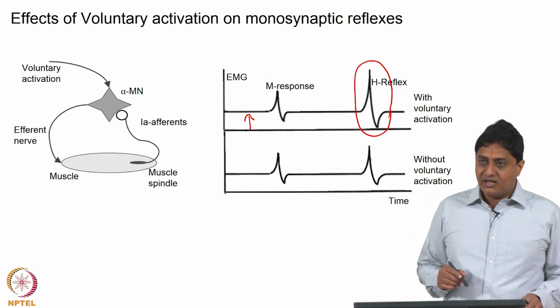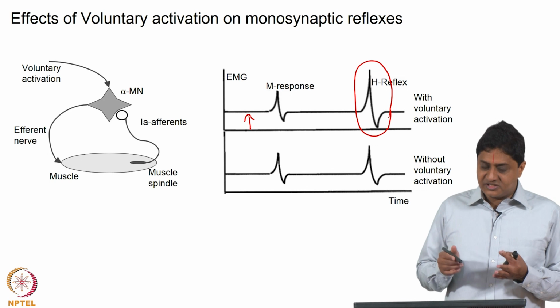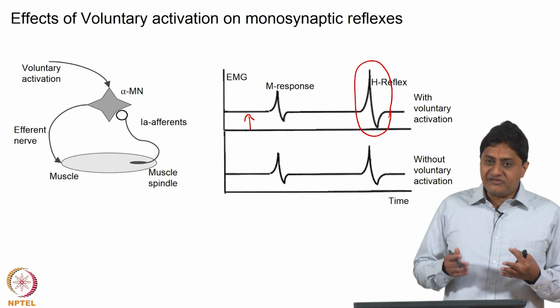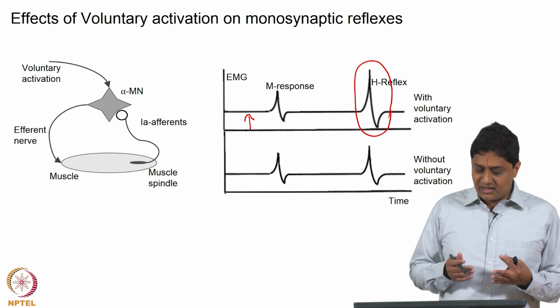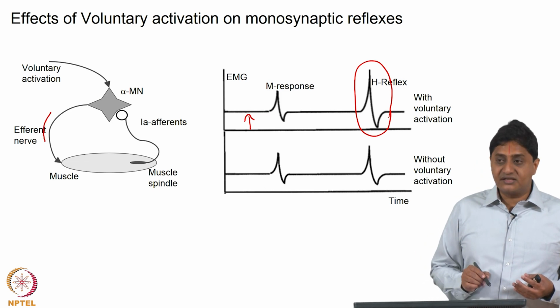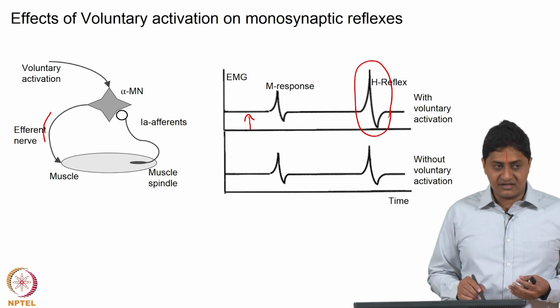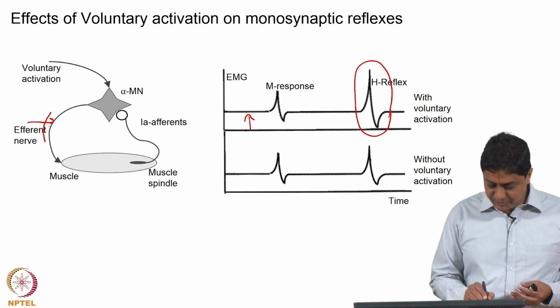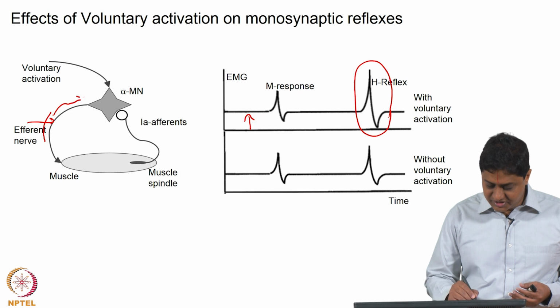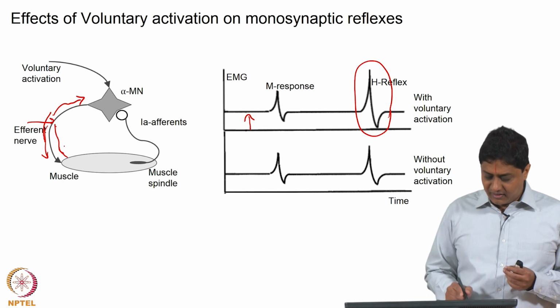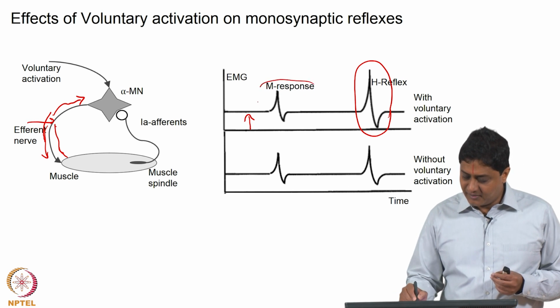What happens is, as I keep increasing the stimulus amplitude, more and more 1A afferents start getting recruited. After some time, the alpha motor neuron axons start getting stimulated, and if the stimulation is given here, the response travels in two directions; the action potential travels in that direction as well as in that direction. This distance is shorter, so there is going to be a smaller delay for the muscle response, and that is what you see as the M response here.